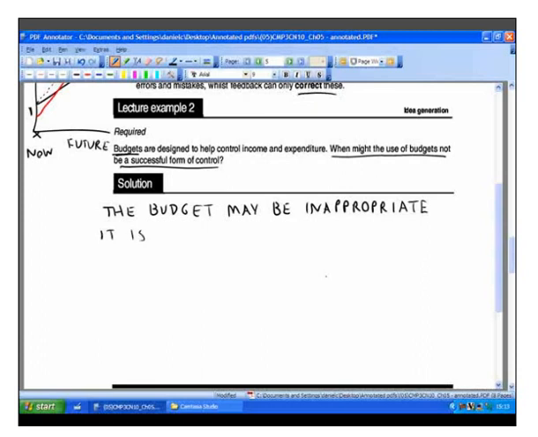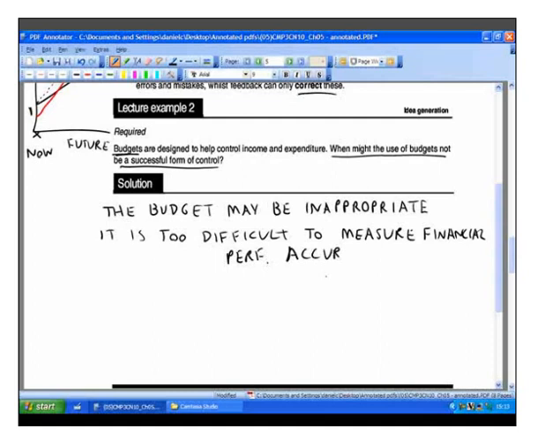Perhaps it is too difficult to measure your financial performance accurately. Or at least to the accuracy required by the budget. Maybe financial performance depends on quite complex judgments or accounting issues, and therefore it is hard to compare it against the budget. Perhaps financial performance takes too long to measure.